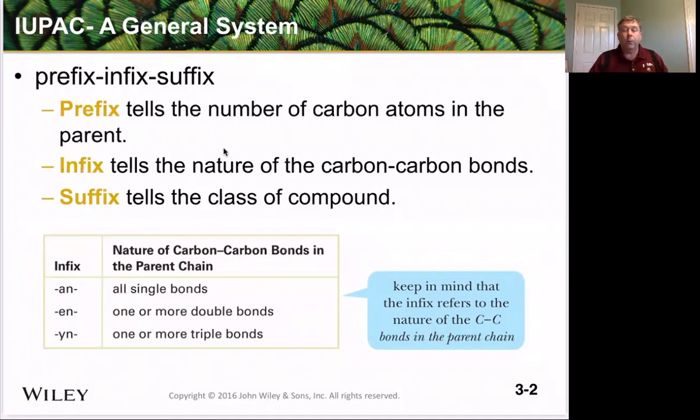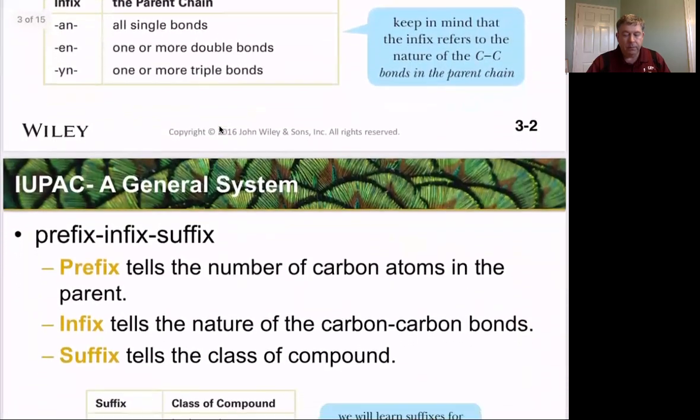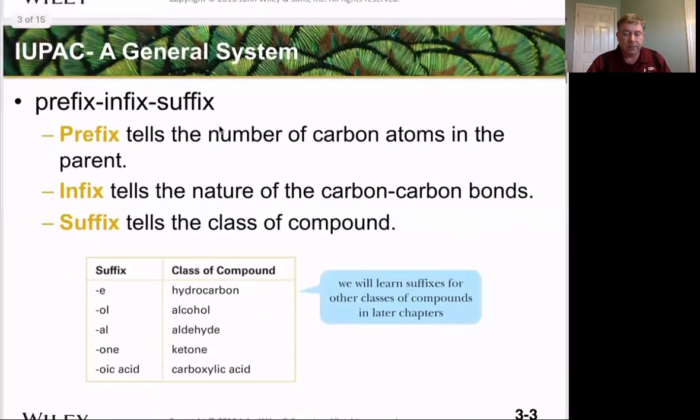So the way we'll be using this is when we have only single bonds associated with a compound, we'll have the ane, like in hexane, right here. If we have one or more double bonds, we're going to use the ene, as in ethene. Or if we have one or more triple bonds, we're going to use yne, as in alkyne. So let's talk about all the different prefixes and suffixes we can have.